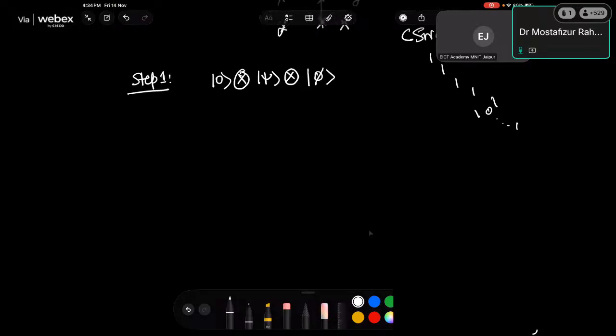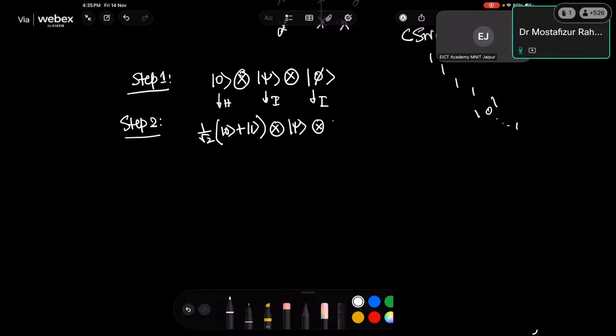Now step 2. What I'm doing is, on the first qubit I applied a Hadamard, right? Here I applied a Hadamard and I have done nothing on the others, meaning identity and identity, right? So then what will be my state? This particular 0 will be 1 by square root 2, 0 plus 1, tensor product psi and tensor product phi, right?